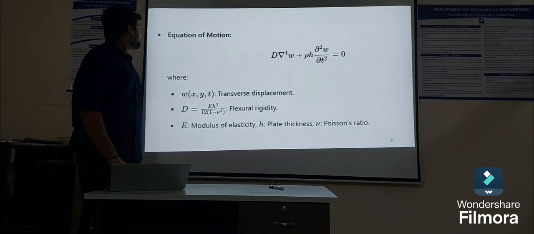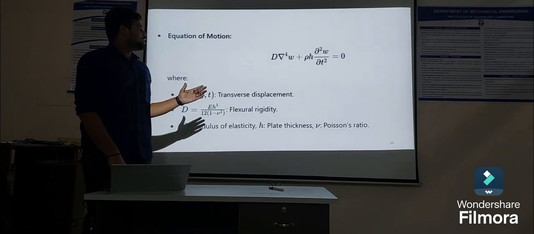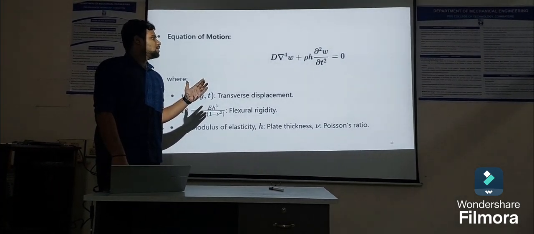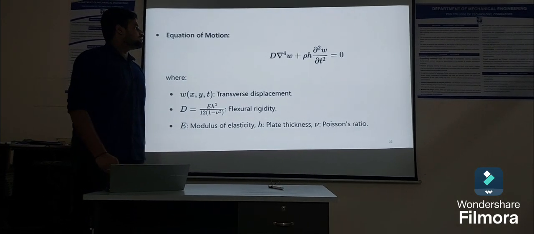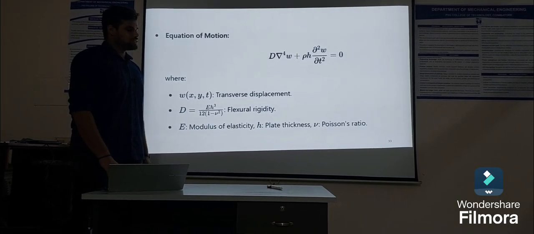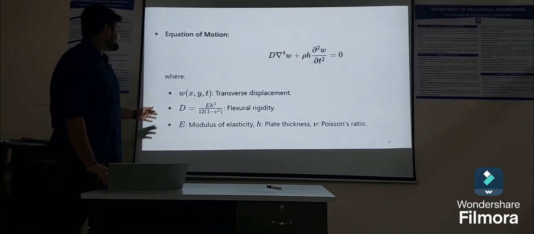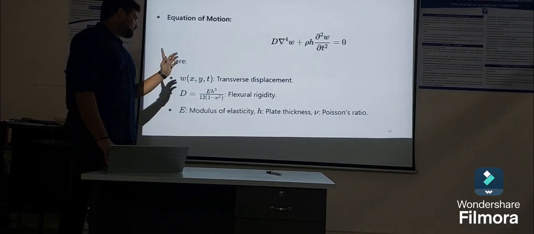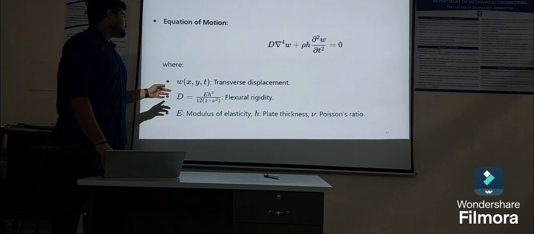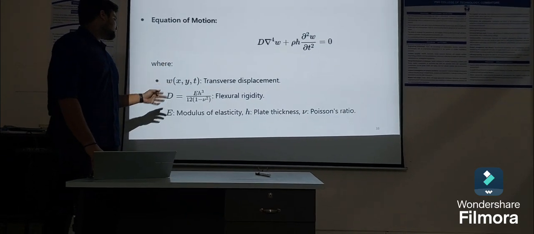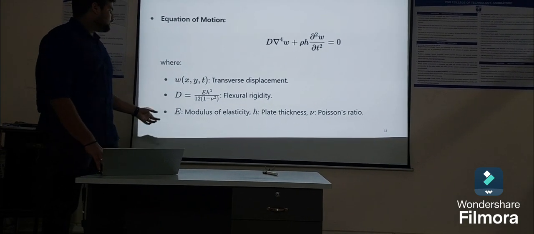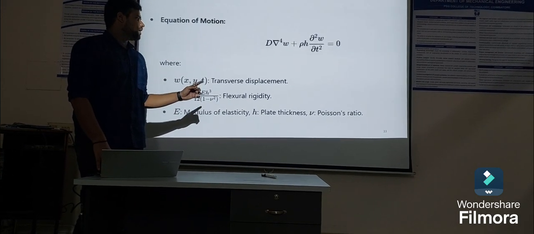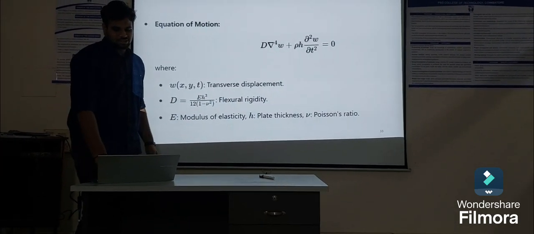and fifth, shear stresses in the transverse direction are negligible. The equation of motion is D into del power 4 w plus rho into h into d square w by dt square is equal to 0, where w of x, y, t represents the transverse displacement. D is calculated by the formula shown here, E represents the modulus of elasticity, h represents the plate thickness, and nu represents Poisson's ratio.